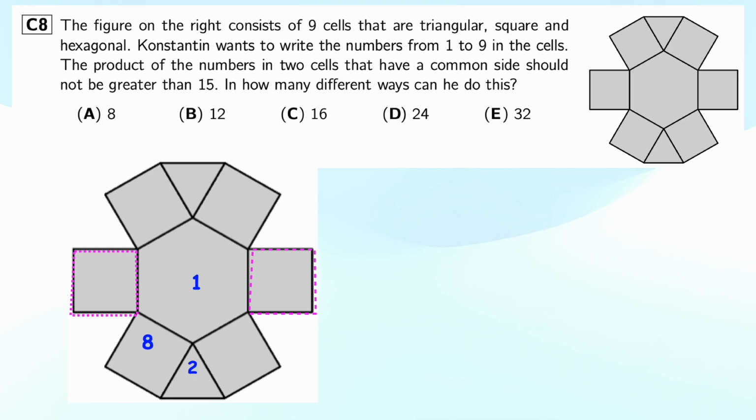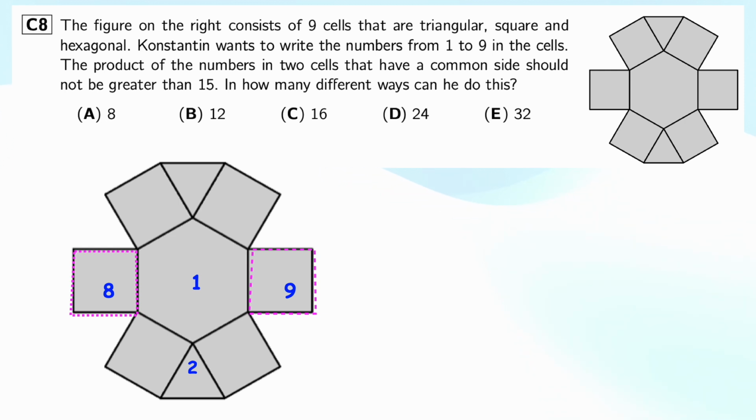If we put 8, for example, in any other place, the smallest number is 2, so 8 times 2 is already 16, so it will not work. So the 8 and 9 cannot be at any other place besides the left and right. So we just put 8 on the left side, and 9 on the right side for now.